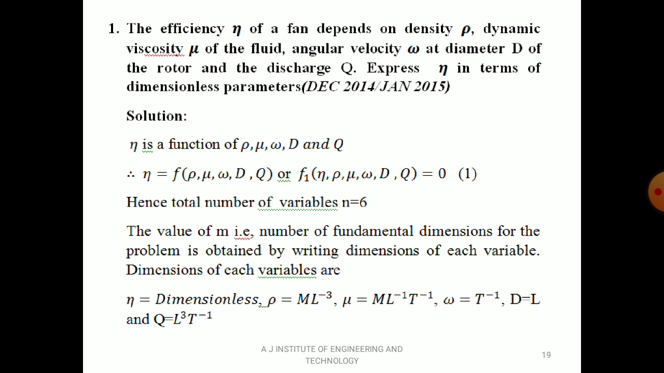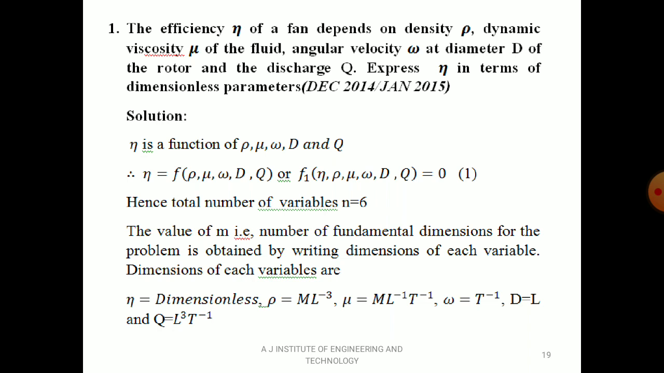Rho is kg per meter cube, so ML to the power minus 3. Mu, as we all know, has unit Newton second per meter square, so the dimension becomes ML to the power minus 1 T to the power minus 1. Then omega, angular velocity, is radian per second. Radian has no unit, so T to the power minus 1 is the dimension for omega. Then diameter is measured in meter, so the dimension is L. And discharge is volumetric flow rate, meter cube per second, so the dimension becomes L cube T to the power minus 1.